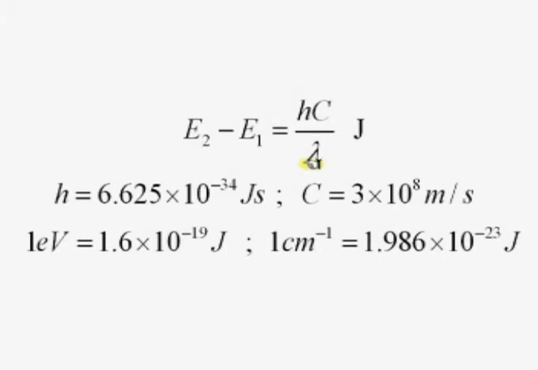In joules, the energy of the electron jump is extremely small. Therefore, a second unit called the electron volt is used. One electron volt is 1.6 times 10 to the power of negative 19 joules. It can also be given by one of the older units, which is called the wave number, in inverse centimeters, and these values can be calculated.